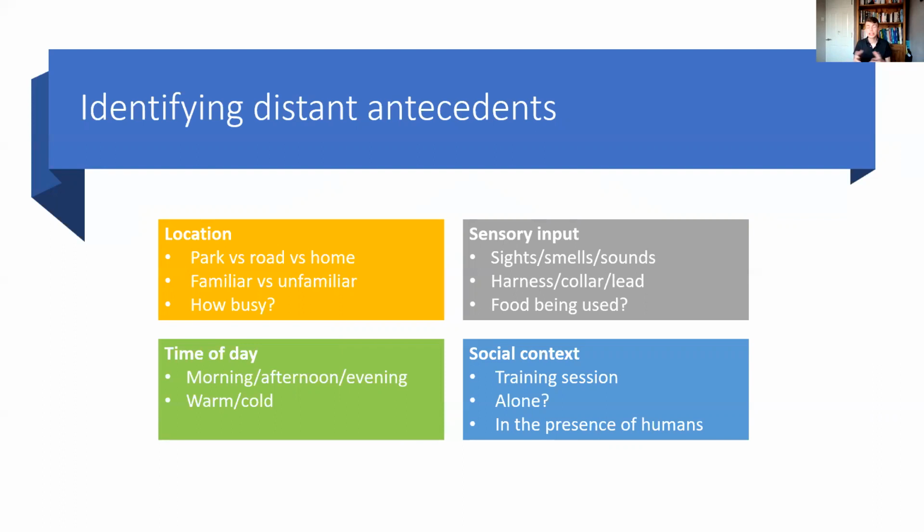Another thing to consider is the sensory input the dog has going on. Are there lots of sights, smells and sounds in the environment, or is it quite a low-intensity environment in terms of sensory input? Some dogs might be more likely to react in a highly stimulating sensory environment, whereas others might be less likely to react, because they might be distracted by different smells or sights. So making notes about your own dog and what they do in that situation is key.